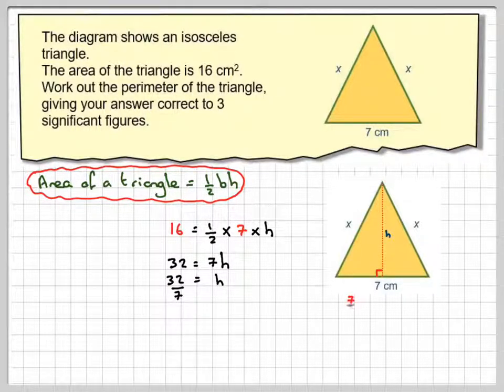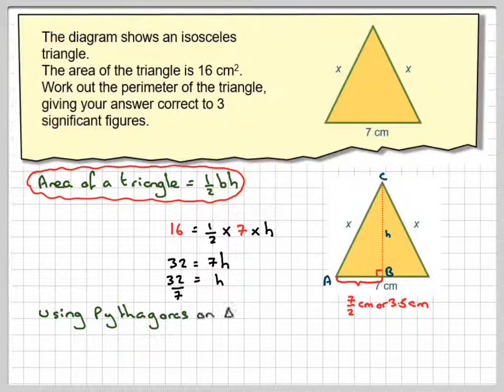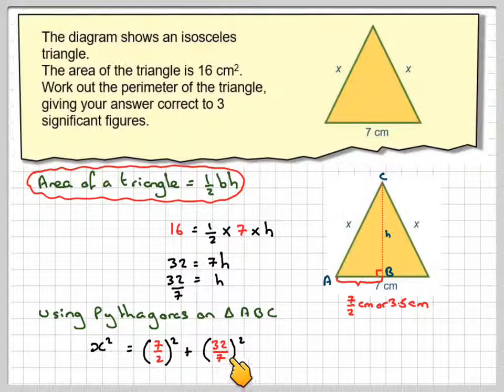Now what we're going to do is say that this is 7 over 2, half of 7, or 3.5, and we're going to use Pythagoras' theorem on this right-angled triangle here. We'll call it triangle ABC. So using Pythagoras on triangle ABC, this is the longest side that we need to calculate. So x squared will be equal to 7 over 2 squared plus 32 over 7 squared.